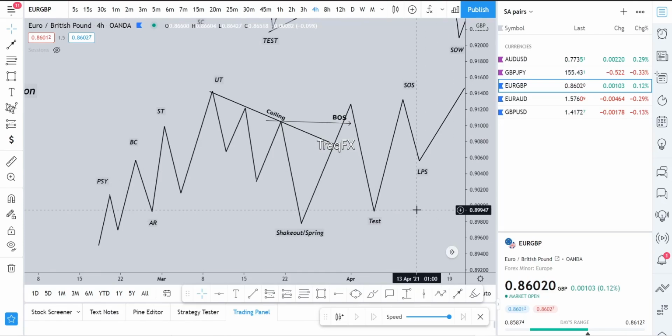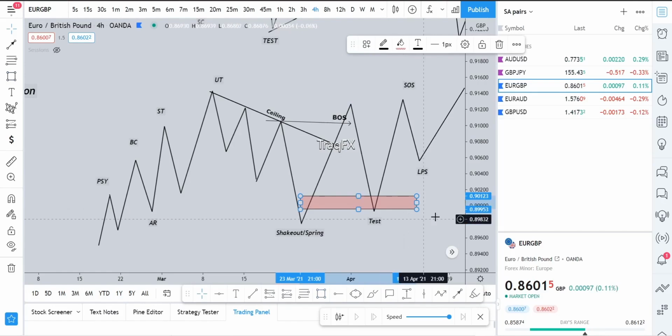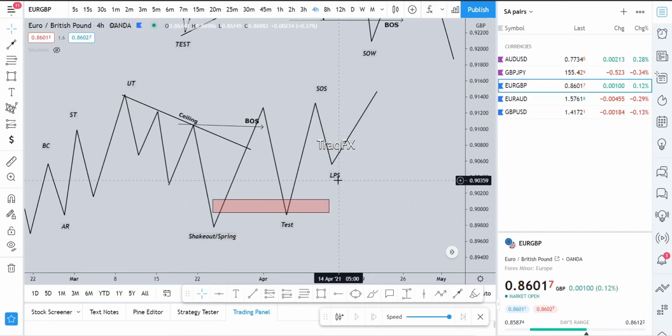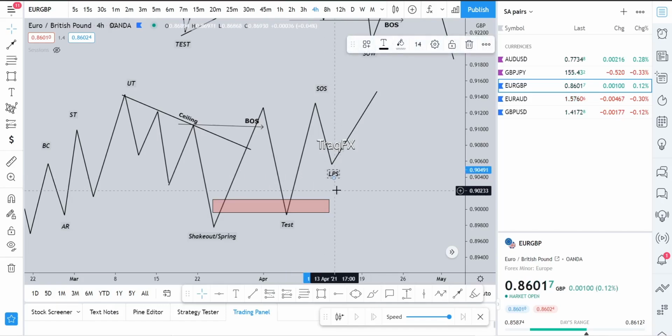Now we will look for entries at the shakeout or spring, right? Maybe there's an institutional candle that hasn't been mitigated that we can enter off of. There's liquidity, IPAs. Again, just aligning your confirmations for your entries. Now after that, we can look for further entries at our last point of support, right?